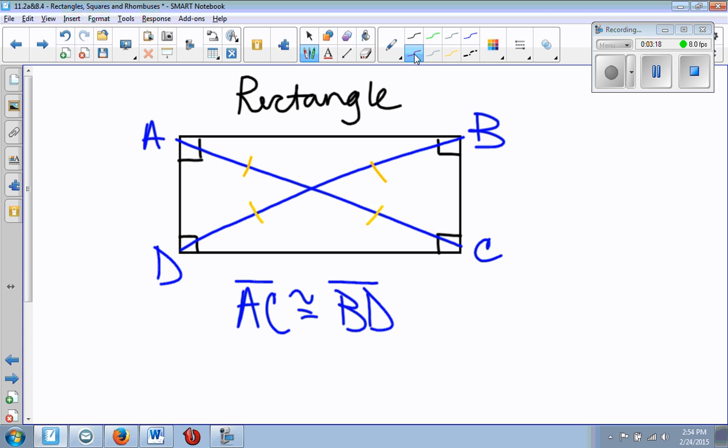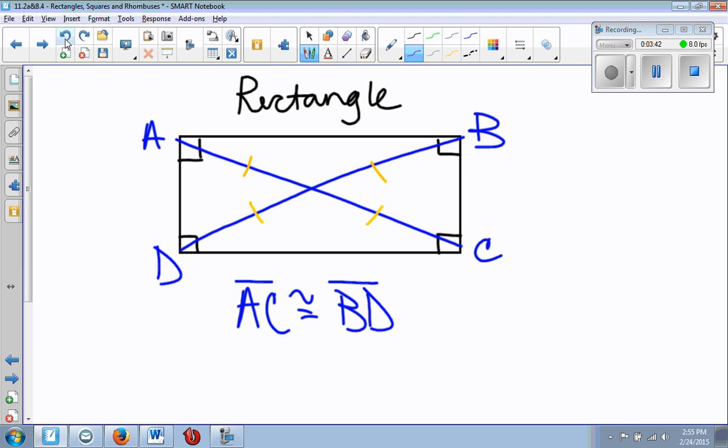So if I tell you that this piece up here in purple is 10, so are these other pieces. If I were to tell you that one of them was 12, they'd all be 12. If one of them was 5, they'd all be 5. And that's specific to a rectangle. That does not happen in a parallelogram. That does not happen in a rhombus. That's specific to a rectangle.